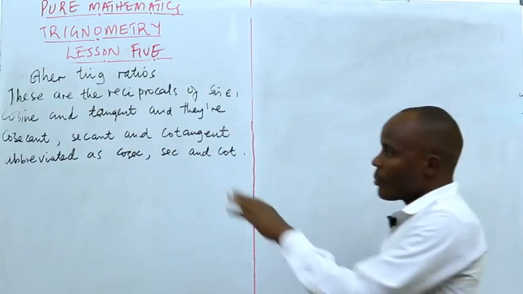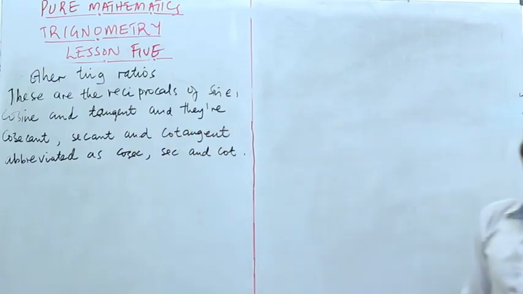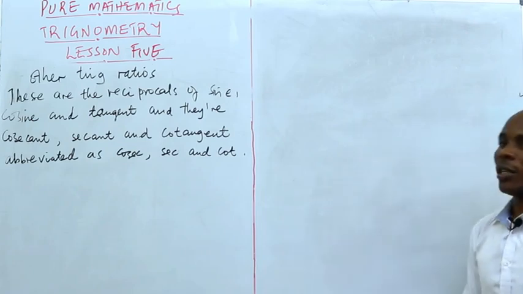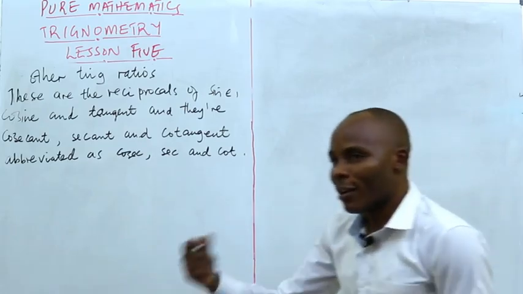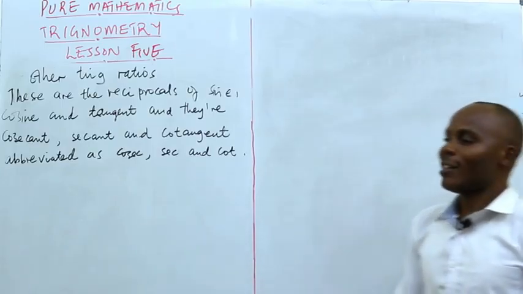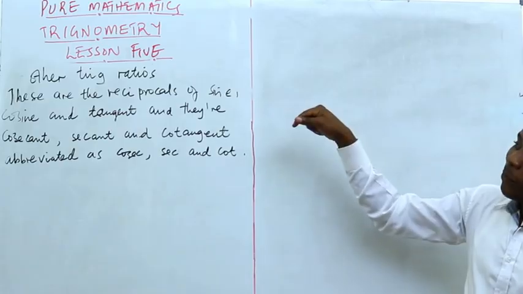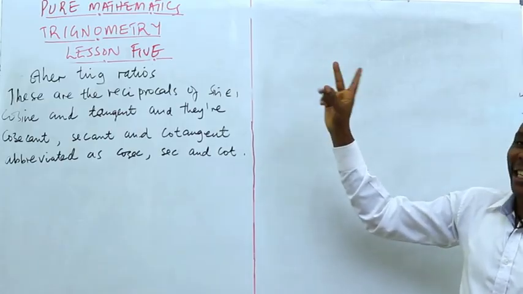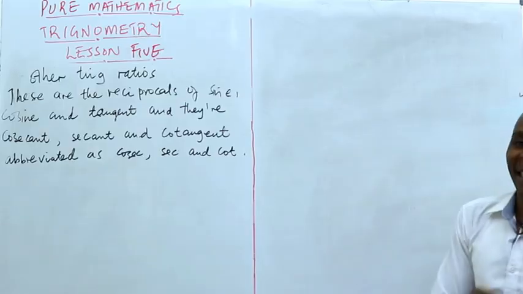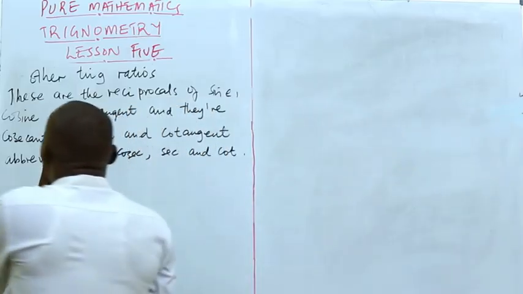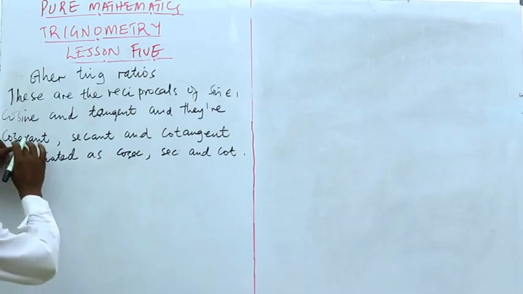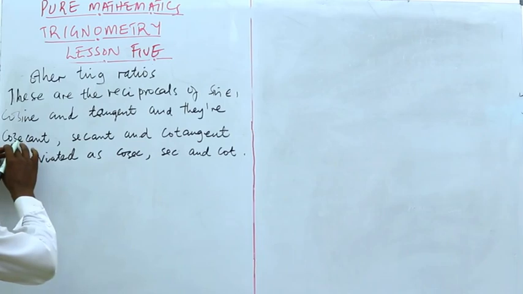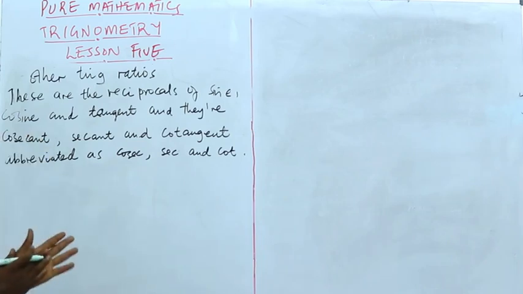Now, we've talked about trigonometric ratios, and I talked of the sine, the cosine, and the tangent. Now, we have other trig ratios. Those others are the reciprocals of the sine, cosine, and the tangent. Okay? Those are the ones. So, the reciprocal of sine is called cosecant, which we abbreviate as cosec.